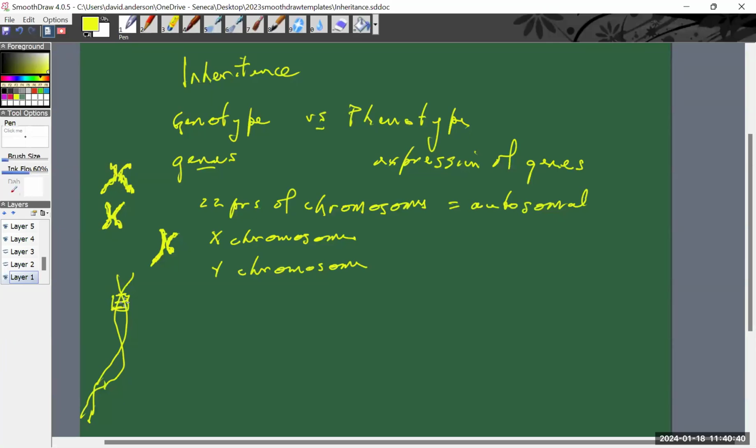And the expression of these genes is dependent on factors like whether or not the contribution from both mom and dad are the same. That would be called a homozygous gene. If they're different, heterozygous. If they're dominant versus recessive. If they're incomplete in their dominance, or if the gene is expressed through multiple allele inheritance.